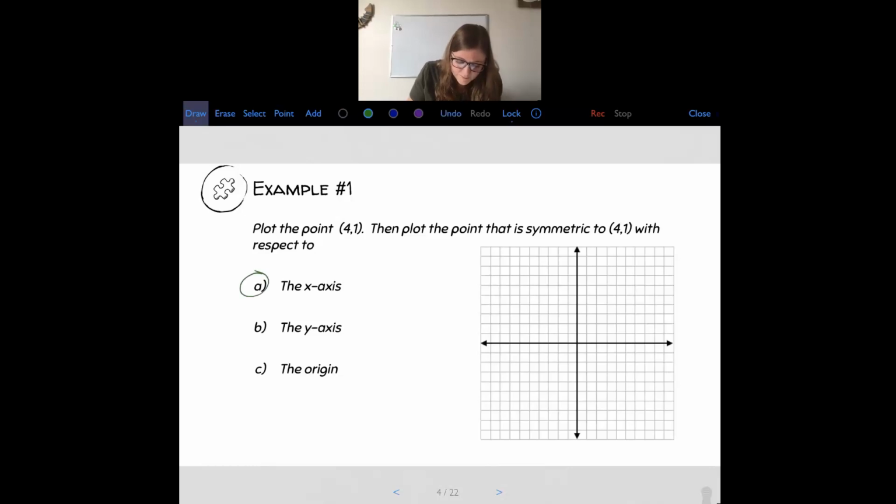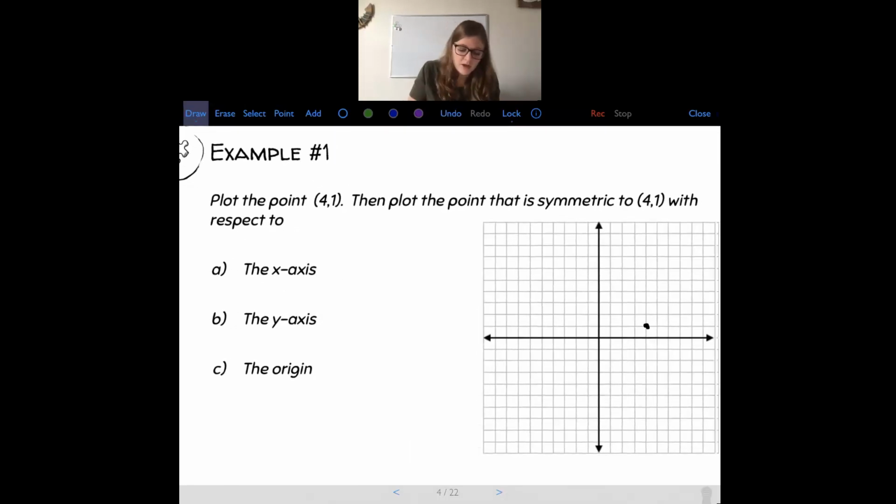For part A, actually, we need to plot 4, 1 first. So that's 4 for x, 1 for y. Here's my point 4, 1. I'm going to draw it bigger just so that we can see it, and maybe I'll zoom in a little bit too. For the x-axis, I'm going to use green. One way you can do this is to visualize where it would end up. If you were to fold this graph along the x-axis, where would the point end up? It would end up right here. You can also do this by remembering that symmetry about the x-axis has the same x value but opposite y value. So your point should be at 4, negative 1, which it is.